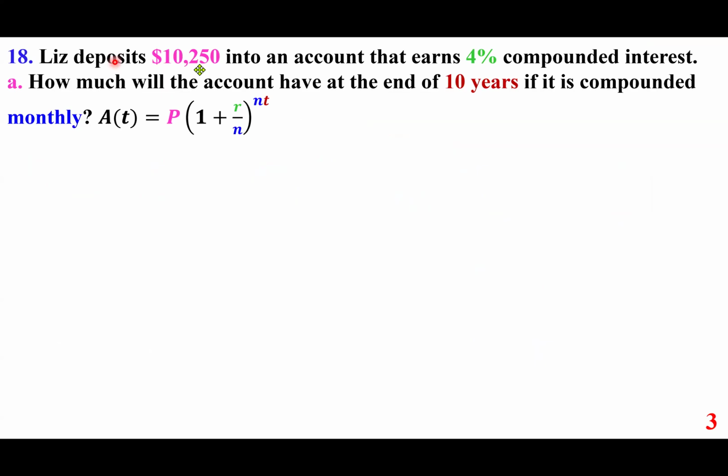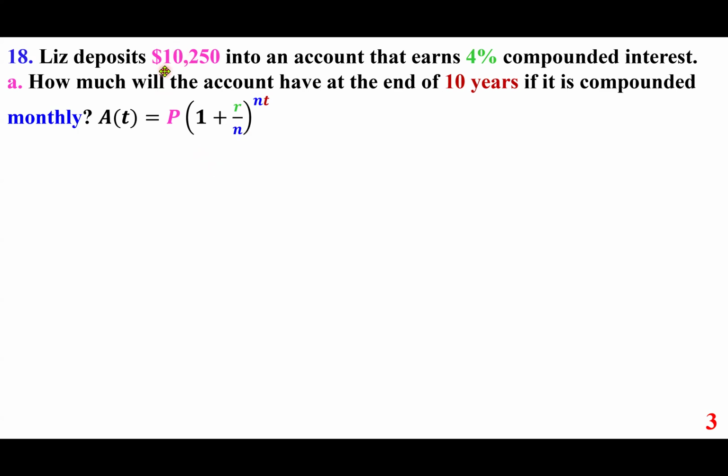Liz deposits $10,250 into an account that earns 4% compounded interest. How much will the account have at the end of 10 years if it is compounded monthly? So first, what are those? A is P times 1 plus r over n to the power of nt. This is the compound interest formula. Remember, I equals PRT is the basic simple interest. This is the compound interest.